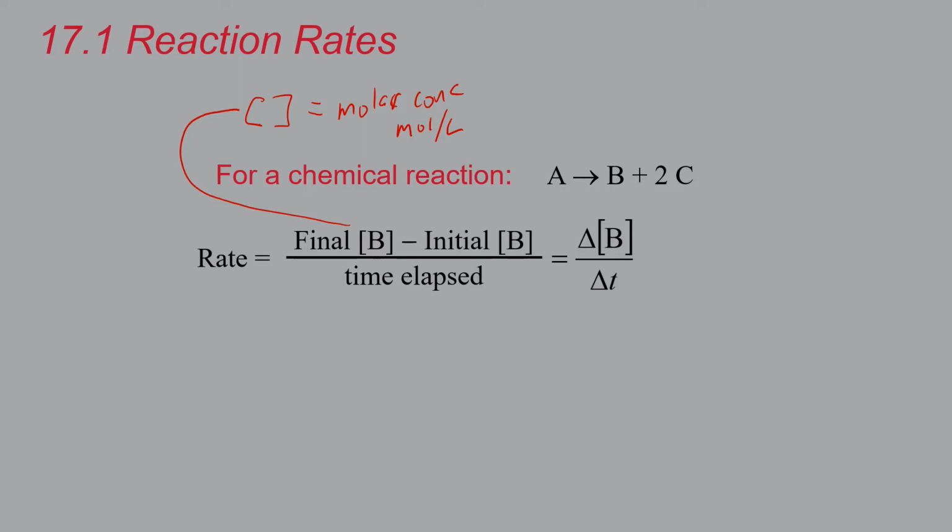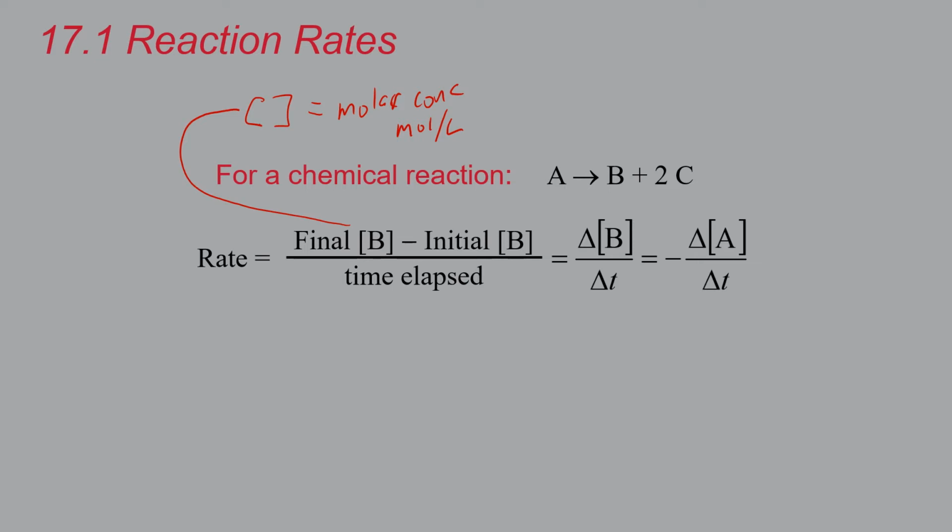So the idea is that they are not the same. They're related, but they're not the same. And that's because B is a product, A is a reactant. And so the change in concentration of A would be the opposite of the change in concentration of B. One goes up, one goes down. And why is that negative sign there?